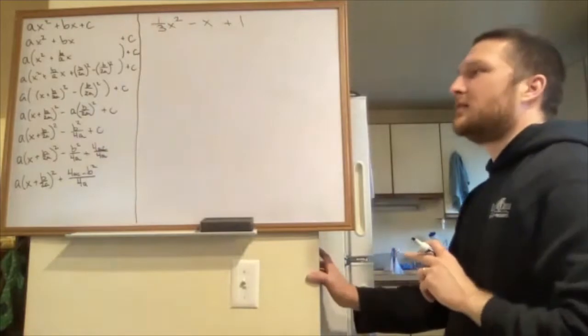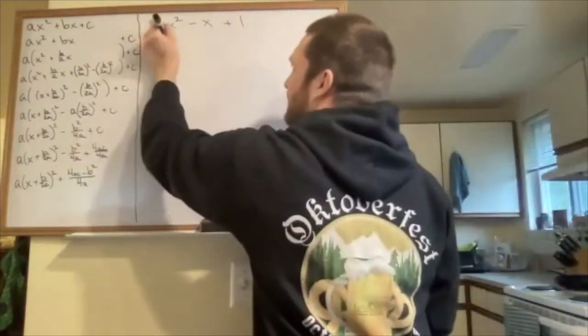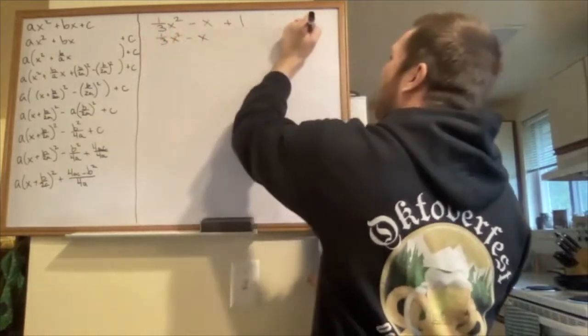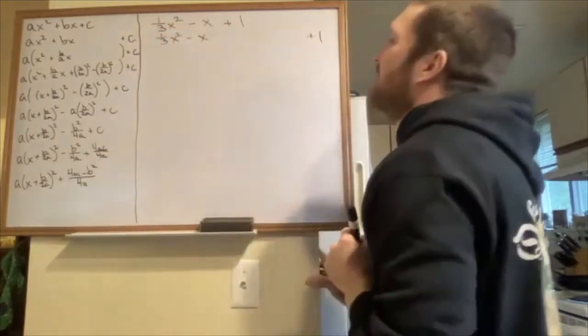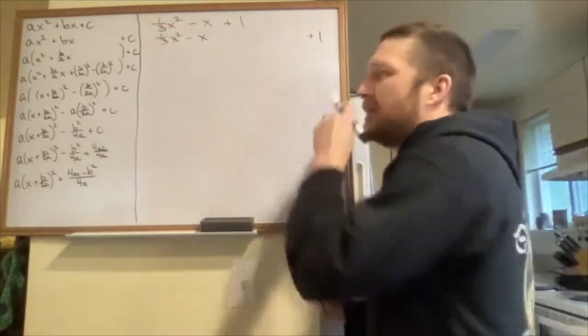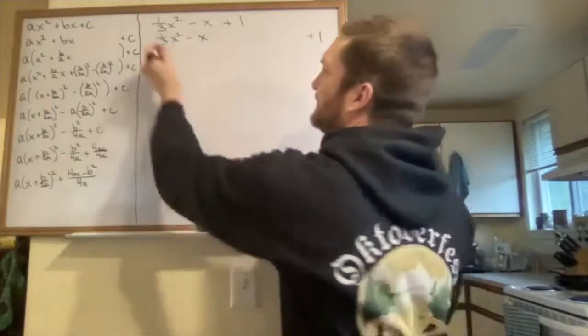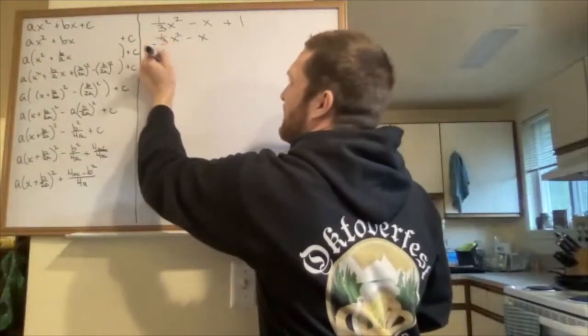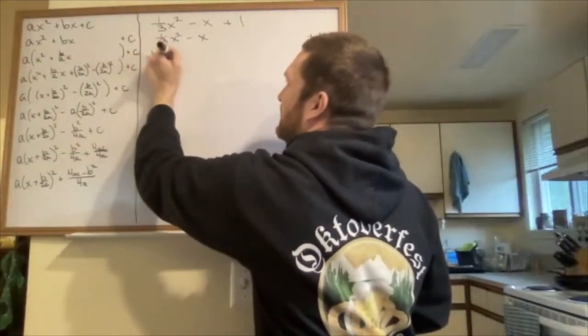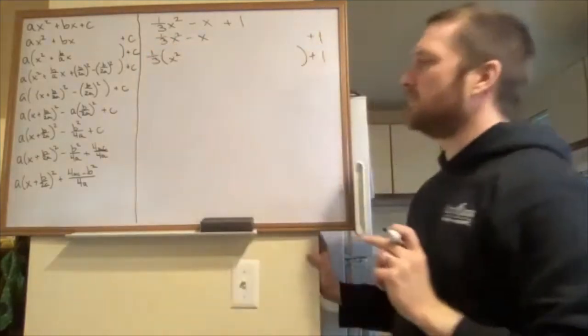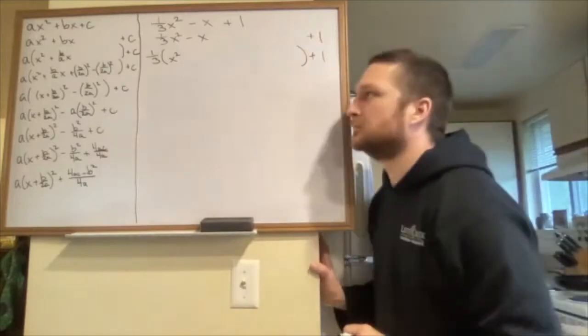Okay. First step is give yourself some room. So I'm going to give myself some room. Okay, now we got to factor out that third. And how do we factor out a third? What does that end up doing?